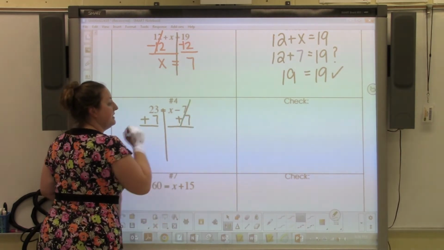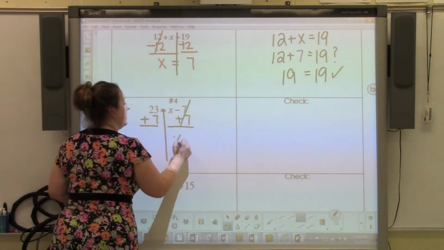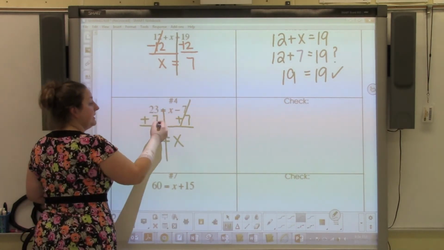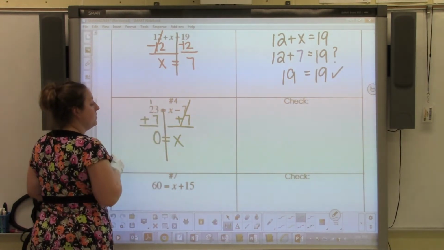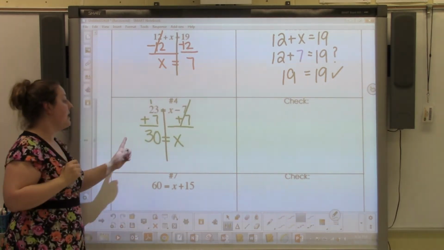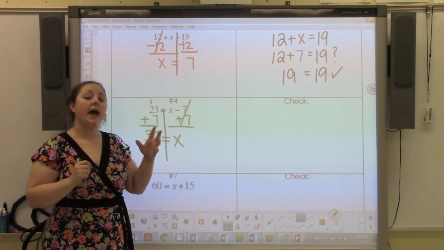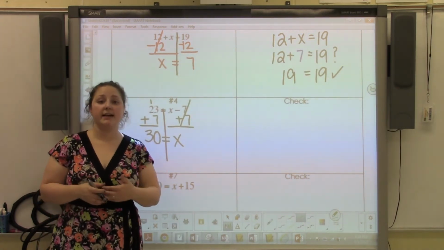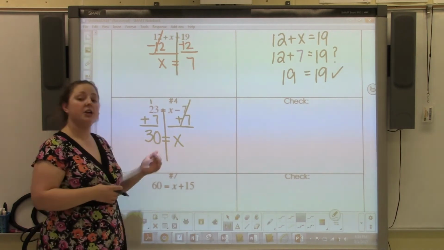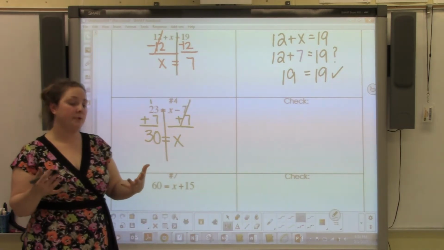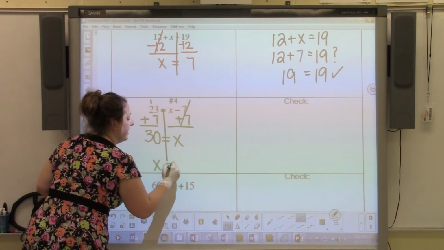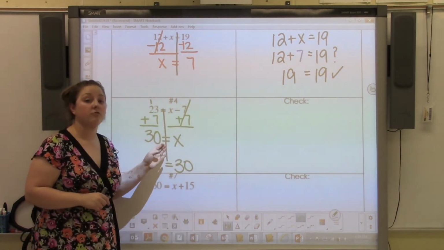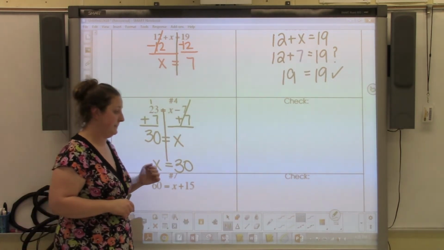Minus 7 plus 7 gives me 0, so I'm left with x is equal to 23 plus 7. Let's see. 7 and 3 makes 10. Carry the 1, I get 30. Now it's not wrong to write it this way. However, just like you can still get your point across if you don't capitalize the first letter of a sentence, you can still get your point across this way. But it's proper math to put the x on the left. So we're just going to flip-flop. x is equal to 30. It's not wrong. This is just the proper way.